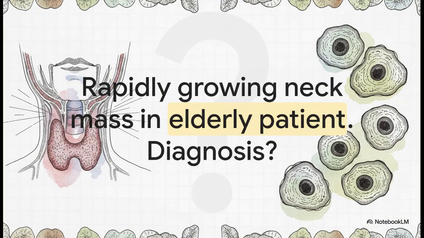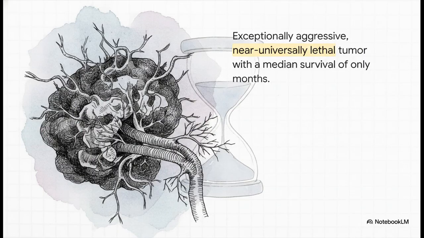Question 6. We have a 75-year-old female presenting with just a 2-week history of a rapidly expanding, massive neck mass. It's causing acute dysphagia, stridor, and she has new-onset right vocal cord paralysis. A core needle biopsy reveals highly atypical, pleomorphic spindle and giant cells with abundant mitosis. What's the diagnosis here, and what's the standard clinical prognosis? It's anaplastic thyroid carcinoma. Answer B.